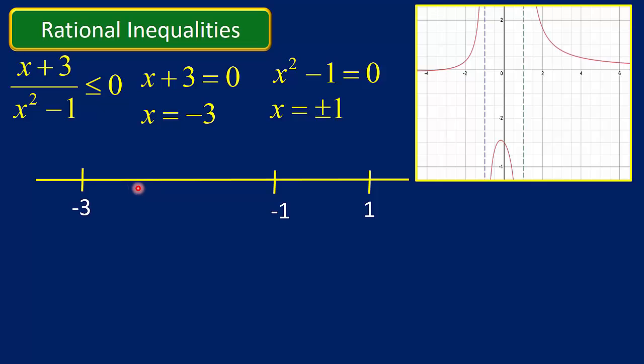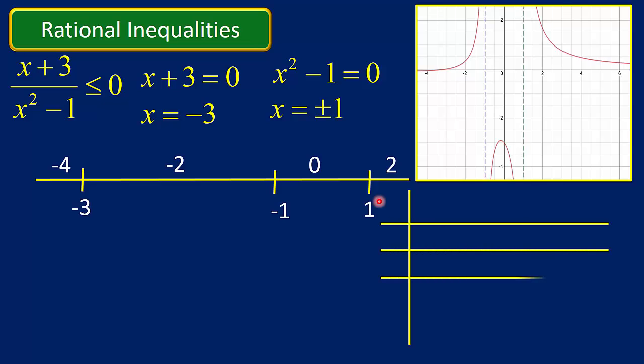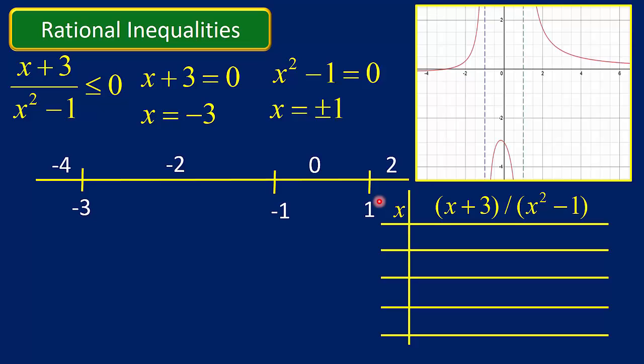So now what we do is we pick representative numbers from each region. I'm going to pick a number representative of the region less than -3. So there we have -4. I'm going to pick a number between -3 and -1. -2 would be a good one. A number between -1 and 1, 0, and a number bigger than 1. Now these are the values that we're going to test. So I'll make a little table. I have the x values and I have the function. And what I'm going to do is plug each x value in.